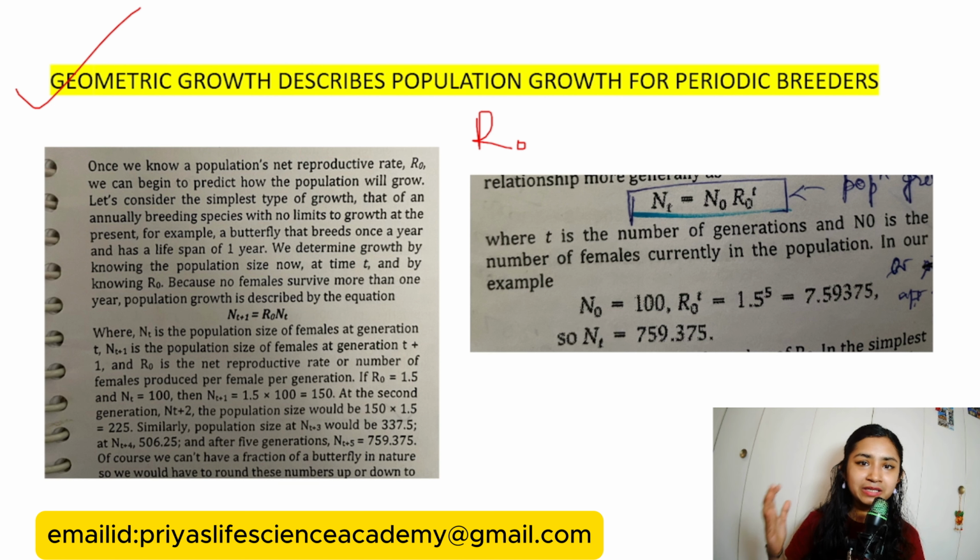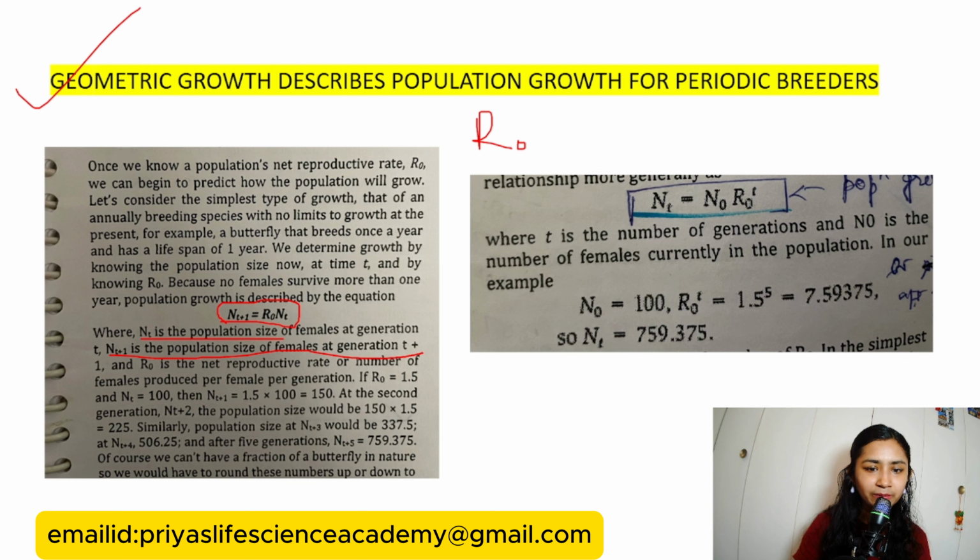For example, if a butterfly breeds once a year, then we can understand the growth of the butterfly by knowing the population size at time t using the equation N(t+1) = R0 × N(t). How? Because here N(t+1) is the population size of females at generation t+1, where N(t) is the population size.